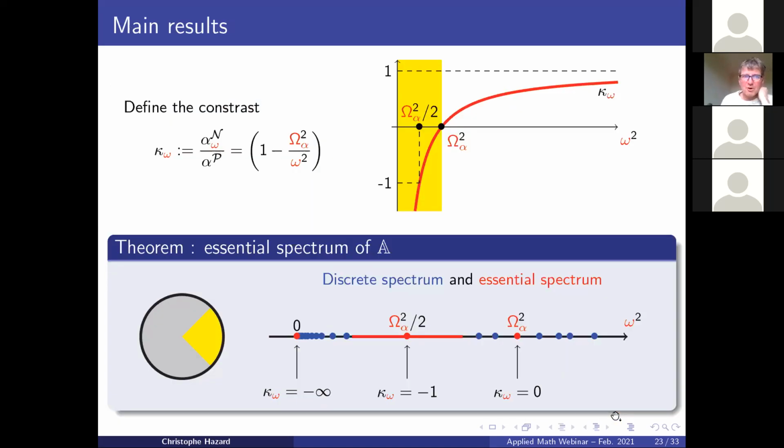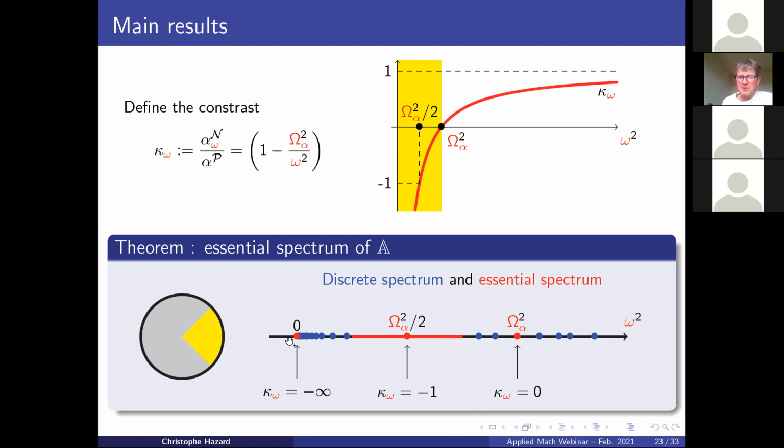And so now I'm going to look at the essential spectrum, and to understand the formulation of the result, I just recall the definition of the contrast, which is denoted here by kappa omega. I recall that this is the ratio of the value of alpha in a negative material by the value of alpha in the positive material. This is this simple function here, which is negative below the plasma frequencies.